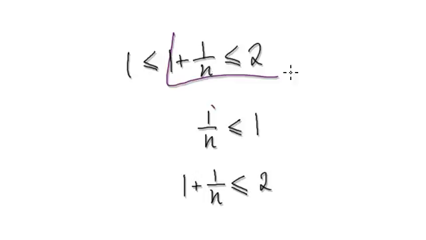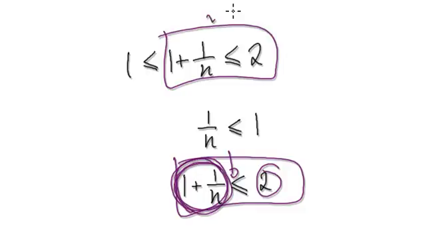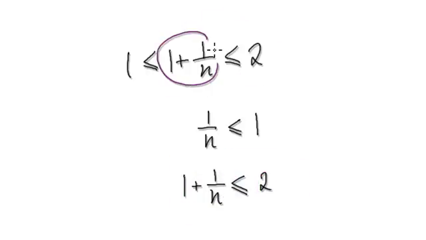So to show this, start out with 1 over n being less than or equal to 1, and then add 1 equally to both sides. That will give you this, which is saying that the sequence itself is always less than or equal to 2, which is this bit here. Now that's correct. So therefore, this sequence is always trapped between 2 and 1.